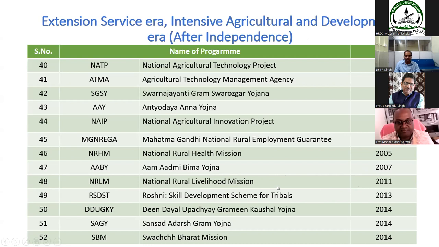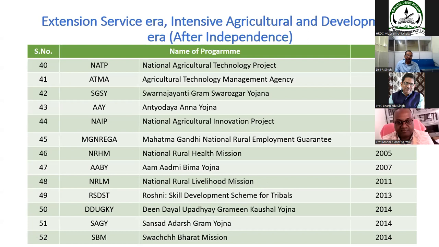It runs in the entire state and the entire country. Under this program, what happened? We promote the post-harvest activities, we promote the cottage industries, and we promote the self-help groups through NRLM activities. Then Roshni, Skill Development Center, schemes for tribes. It means after the National Rural Livelihood Mission, we started another program only for tribal development, which is known as RSDST, Roshni. Roshni means emphasis on the tribal.